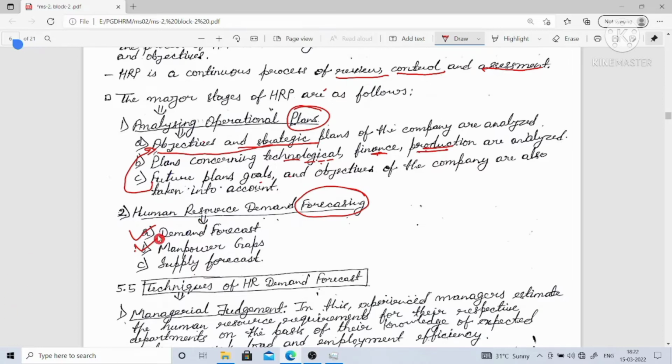Then supply forecast, so how that gap can be fulfilled. The gap means there are fewer employees than needed, so how more employees can be recruited. Those things can also be analyzed here by supply forecast.